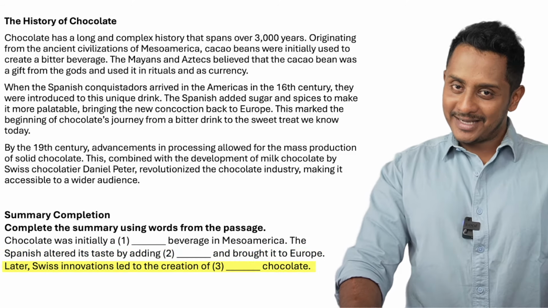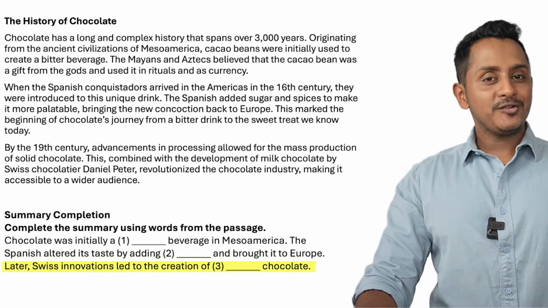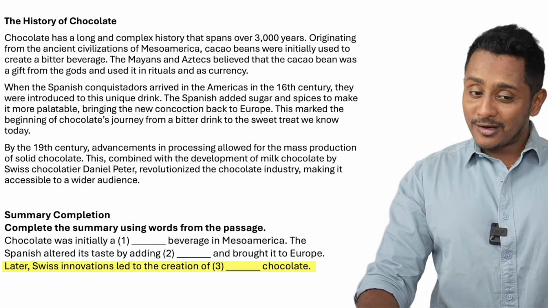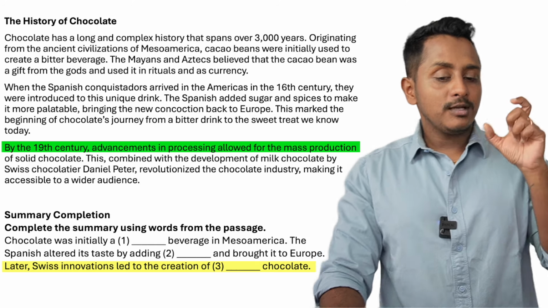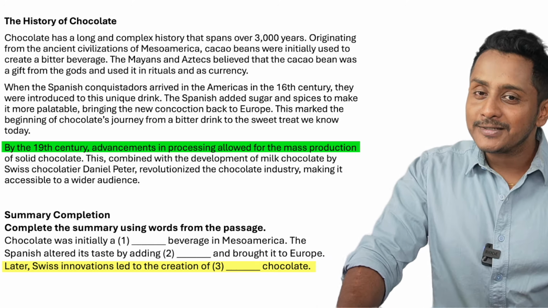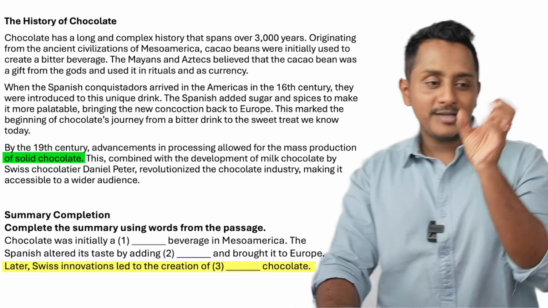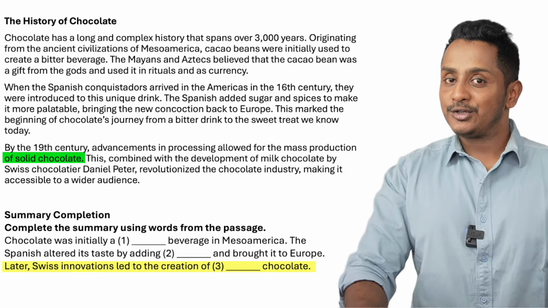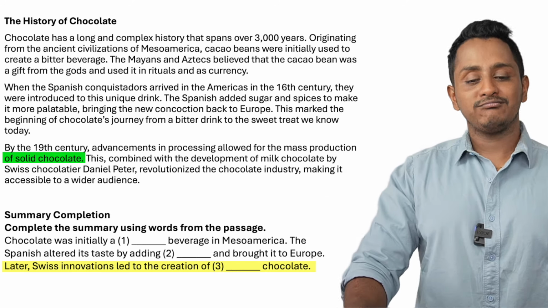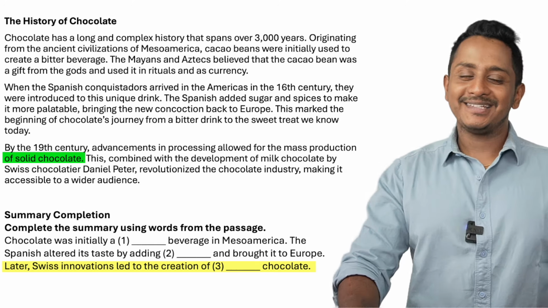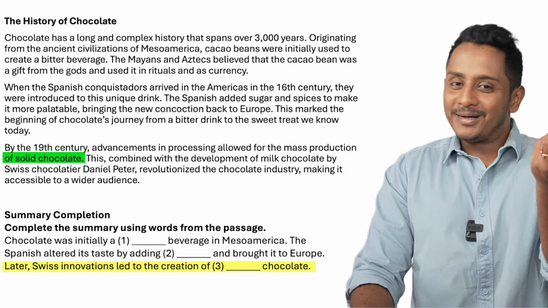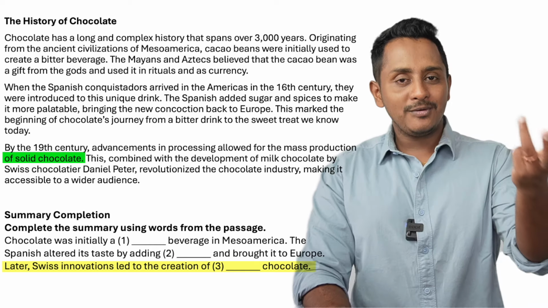Third, now let's have a look at it. Later Swiss innovations led to the creation of dash chocolate. Now the third paragraph, you see: by the 19th century, advancements in processing allowed for the mass production of solid chocolate. So chocolate is the word, even though in the question it says dash chocolate. We came across solid chocolate, so people are tempted to write solid chocolate. No, it's not a creation of solid chocolate. It's a mass production of solid chocolate.